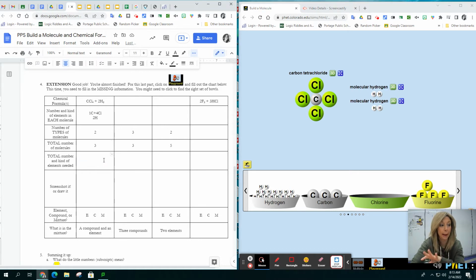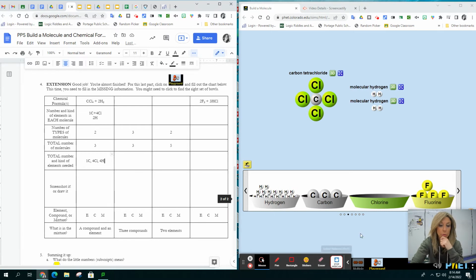So now let's talk about the total number and kind of elements. Okay, 1 carbon. All right, then we used 4 chlorines. And then I used 1, 2, 3, 4 hydrogens. Okay, so I'm just counting up my atoms and making sure that I have used what I needed to use. Okay, and when I look at my formula, does that match? Well, 1 carbon, 4 chlorines, 2 times 2 for the hydrogen is 4. 1, 2, 3, 4. So I have used 4.